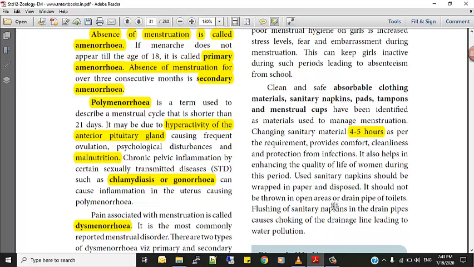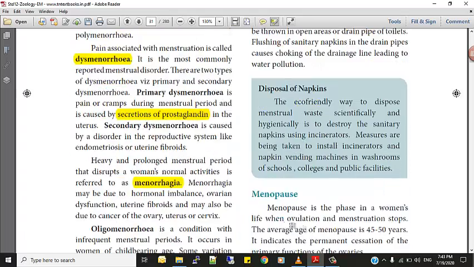Situation is bad. Some people will throw the used sanitary pads in the toilet, flushing the sanitary napkins in the drain pipe. That causes choking of the drainage line, leading to water pollution. This should be avoided. This is not the proper way to manage the used sanitary napkins. Okay, next, disposal of napkin.